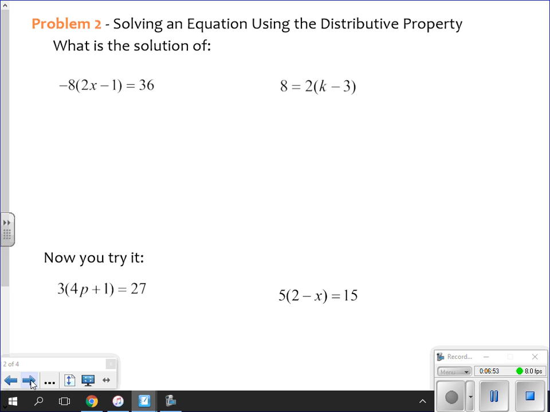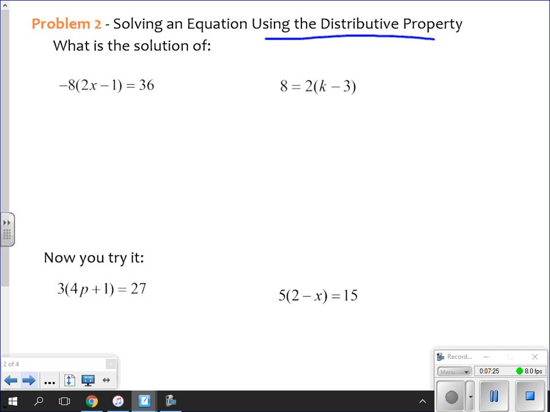Okay, so solving an equation using the distributive property. Once again, same idea. We need to simplify the equation before we solve the equation. Okay, we need to simplify before we solve. So I need to get rid of my parentheses. I need to simplify. I need to distribute.